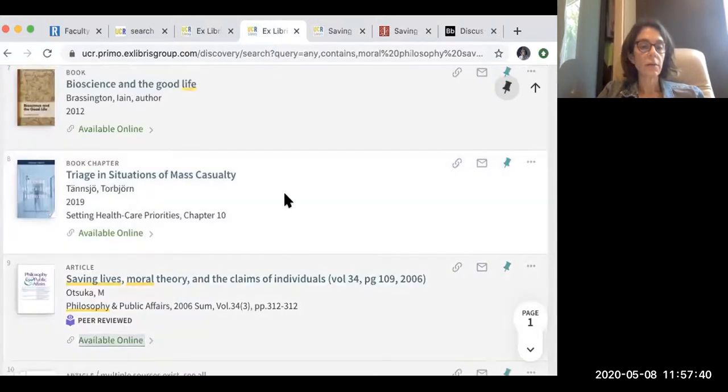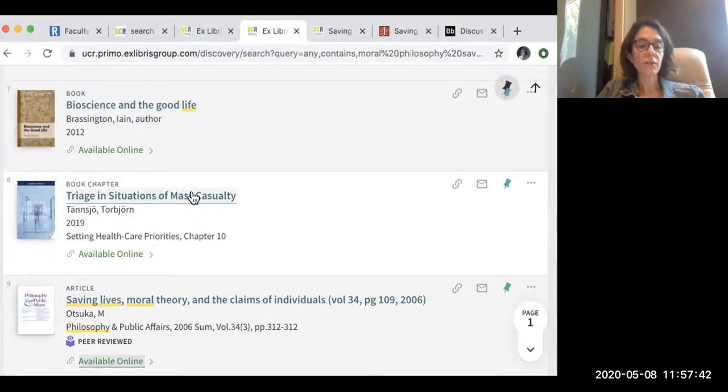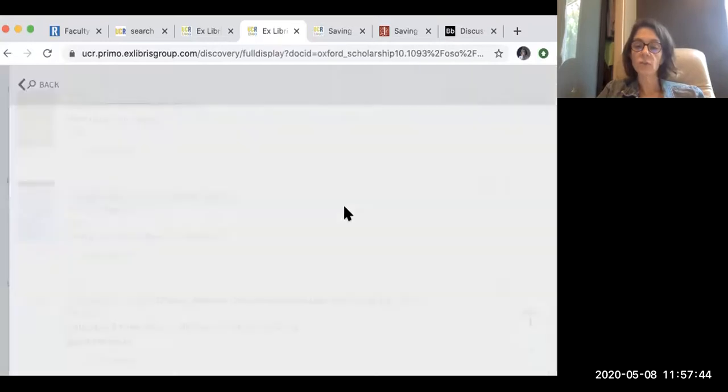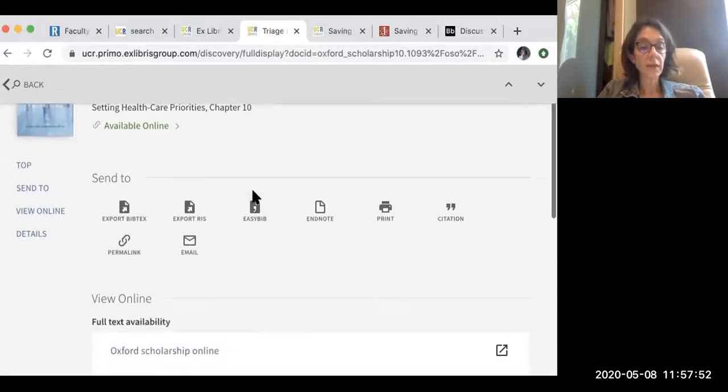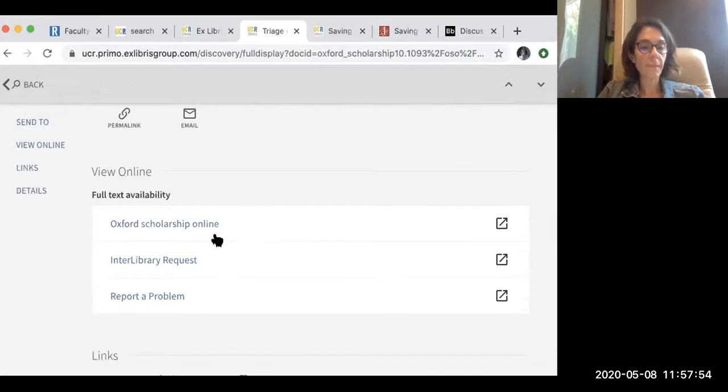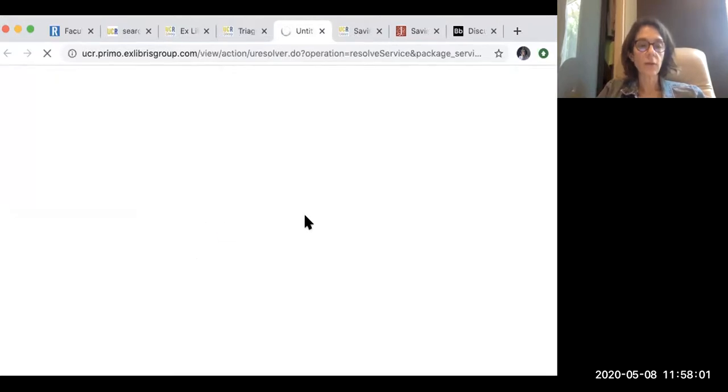Additionally, here is triage in situations of mass casualty. And so when you're here, just because it didn't signal that it's peer reviewed doesn't mean that it isn't peer reviewed, right? So we want to go to the source. Here we see the Oxford Scholarship Online. It looks like we can actually get this chapter, which is excellent.